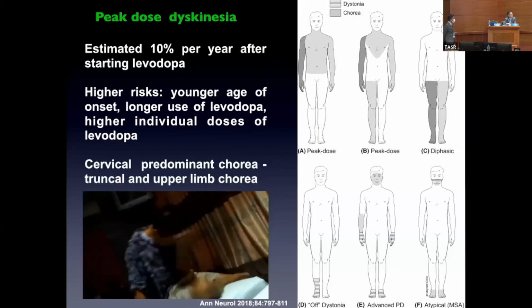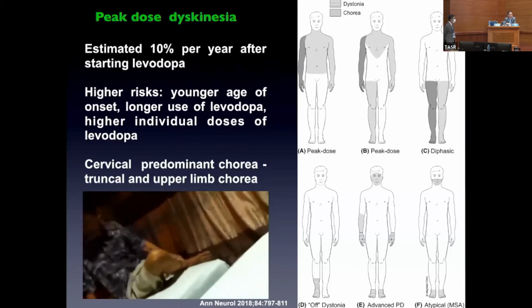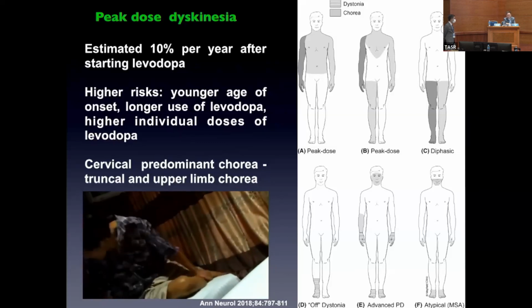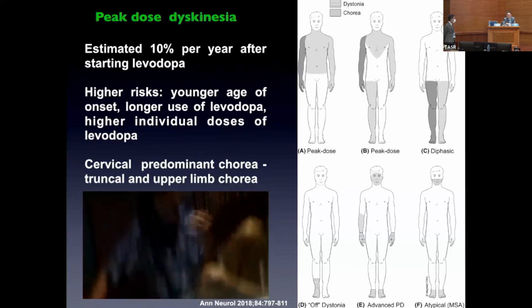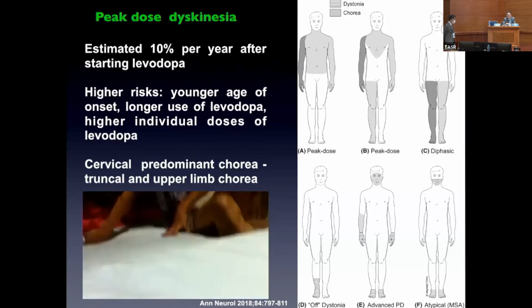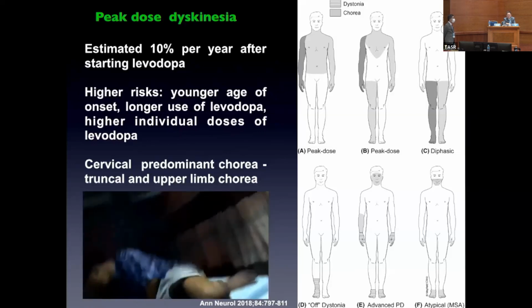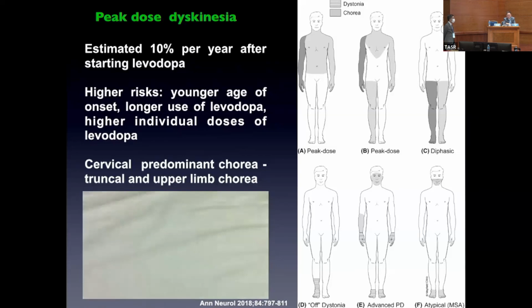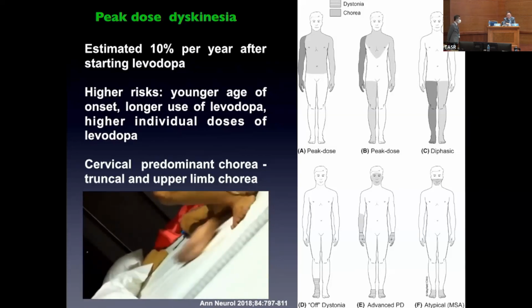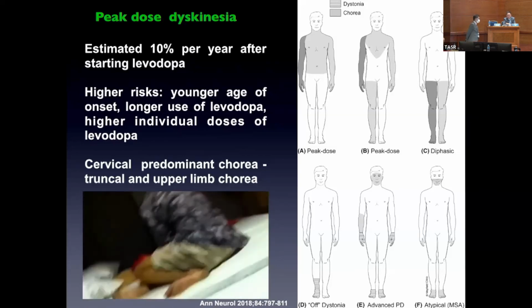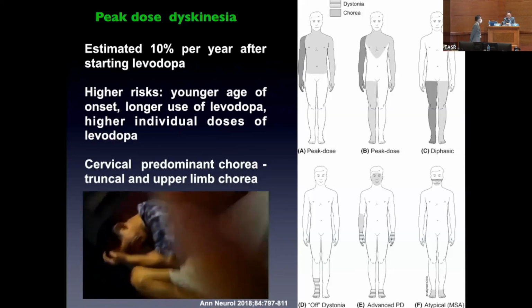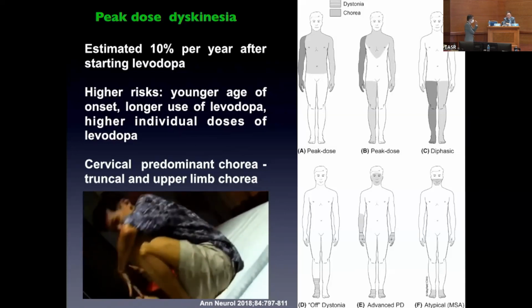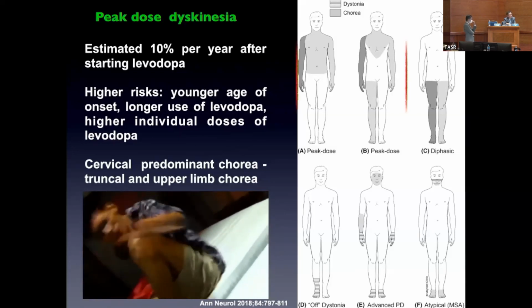So this is another home video of his showing a peak dose dyskinesia. You can see the neck is moving on its own, and the upper limbs. In the first video that you saw, you don't see much of the upper limb because he was holding on to the chair very hard, so you don't see a lot of movements. But if he were to let go of the chair, the upper limb movements would be more dominant. So this is the pattern that he's having.